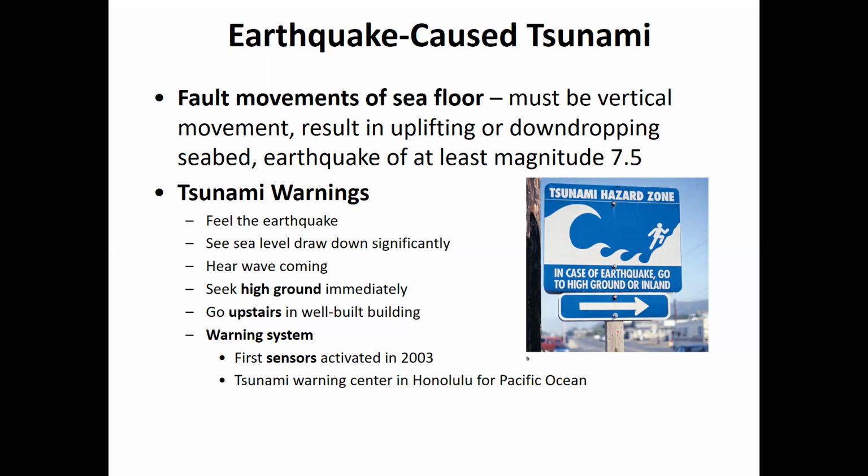And especially in the Pacific Ocean, they have warning systems. The first sensors were activated in 2003, and the warning system operates through the Tsunami Warning Center in Honolulu for the Pacific. And so there's buoys throughout the ocean. Now they're in the Atlantic and the Indian Ocean, and they monitor for tsunami to give warning. It's interesting, they don't look like those large crashing waves, but even this sign is inaccurate in how it depicts the tsunami.